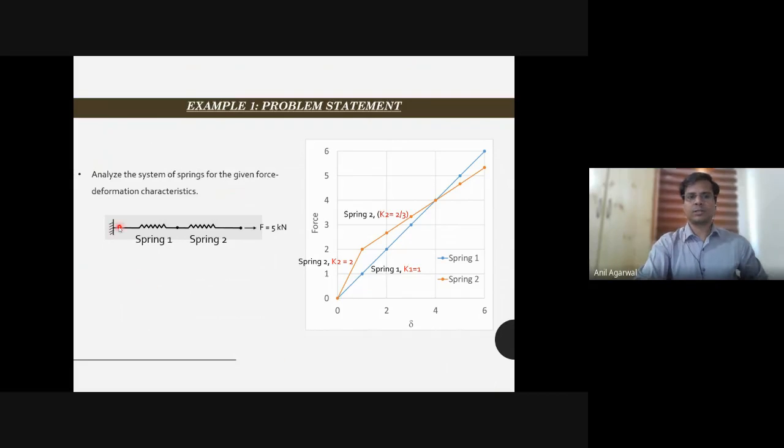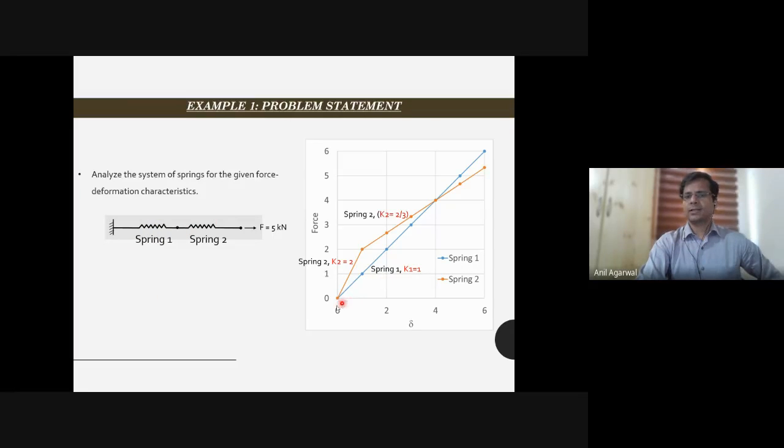So this is a 2-spring system, just like the example I was showing you just now. These are 2 springs attached in series, right? And a load of 5 kilonewton is applied. One of the springs is a linear spring. Spring 1 is linear, not straight, I'm sorry. So K1 is given as 1. Spring 1 has a stiffness of 1.